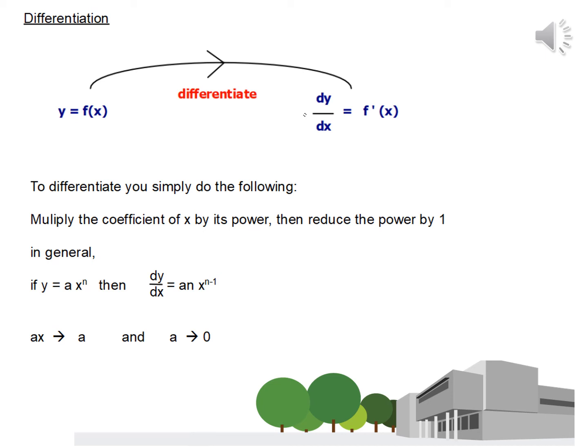So in general, if y is a x to the power n, then that differentiates to a times n, x to the power of n minus 1. Again, remembering all we're doing is times by the power and reduce the power by 1. And then I've put a note at the bottom just to remind you that any number times x differentiates to that number, so ax differentiates to a, and any number on its own differentiates to 0. Okay, make a note of that, please.